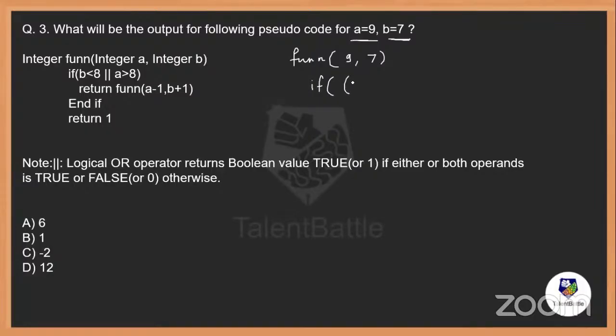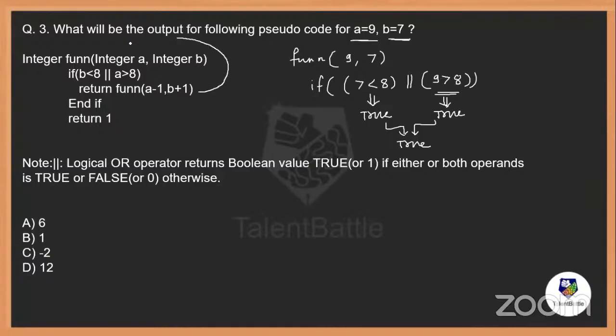B value, which is 7, less than 8, logical OR A value, which is 9, greater than 8. If you see the results of this condition, 7 less than 8 is true and 9 greater than 8 is also true. This means the final result of this if condition will be true. As the final result is true, we will execute the return statement, and this will be a recursive call to the function with parameters A minus 1.